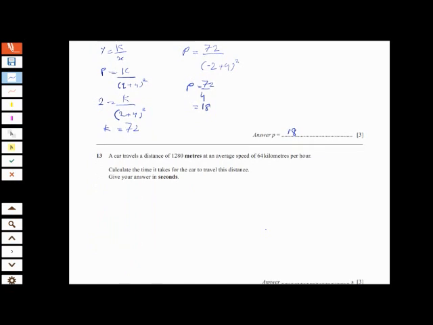So for this one, a car travels a distance of 1,280 meters at an average speed of 64 kilometers per hour. Notice here that the distance is in meters and the speed is in kilometers per hour. And then they want the time in seconds. So obviously you have to convert the 64 kilometers per hour to meters per second. And how to do that? Basically 64 times 1,000 equals 64,000 meters. Now converted from kilometer to meter.